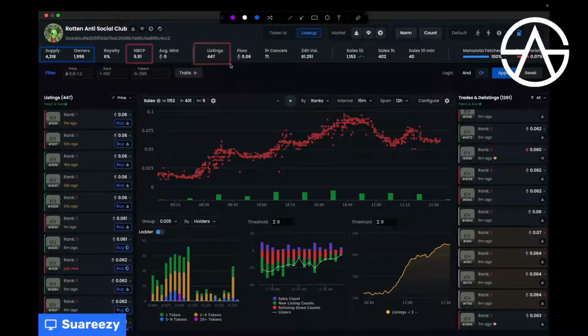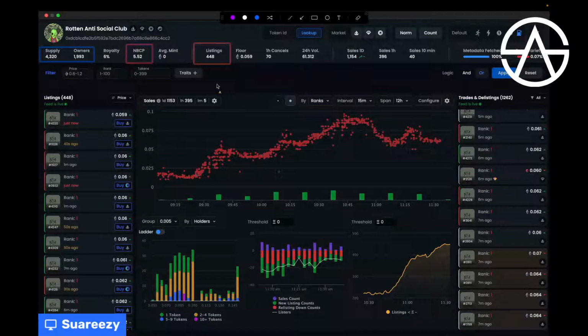Next is going to be the listings, and listings here is going to be directly correlated to this chart down here. What I also like to do is look at listings relative to the actual total supply, because we know the total supply is going to be a stagnant number. It seems like this is still minting, but when this mints out, that number is not going to move anymore.